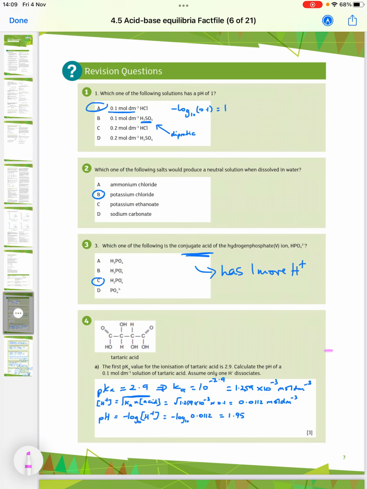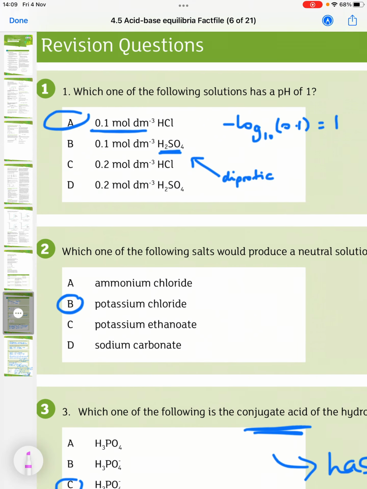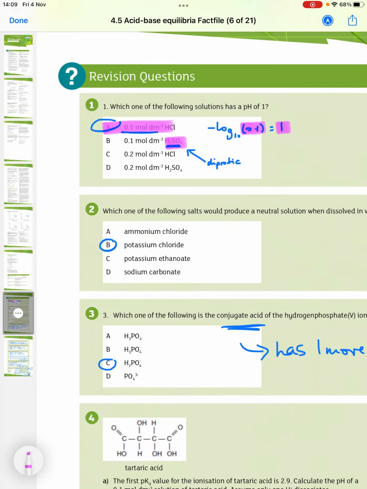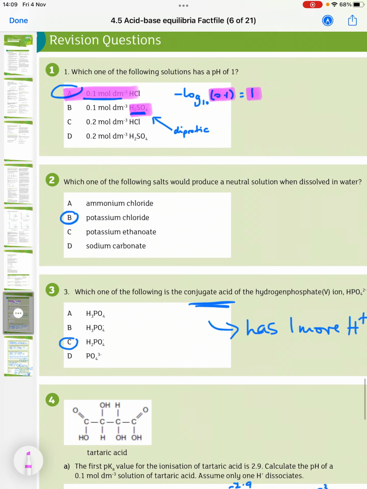So question 1, which one of the following solutions has a pH of 1? Well, you probably know off the top of your head by this stage, having done this topic, that the negative log of 0.1 is 1. So it's going to be either A or B. But if you look at B, H2SO4, it's diprotic, so it can't be that, so it has to be A, 0.1 molar hydrochloric acid.